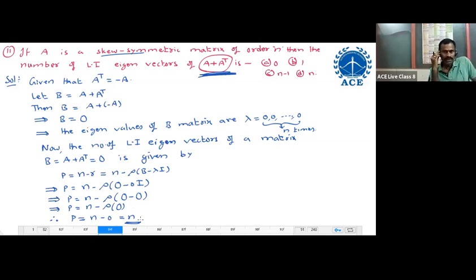So this 0 matrix will have n linearly independent eigenvectors corresponding to the n times repeated eigenvalue 0. So with this, problems on eigenvalues and eigenvectors are completed.